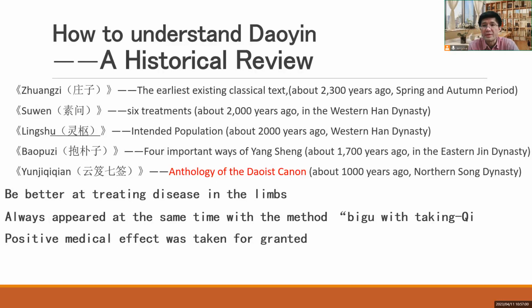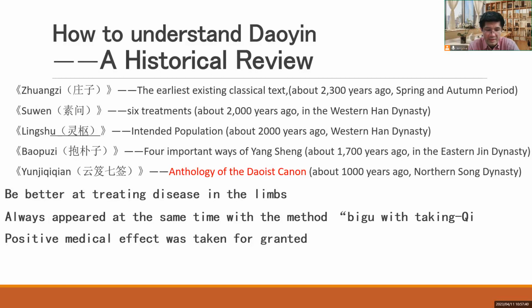About 1,700 years ago, during the Eastern Jin Dynasty, Daoyin was called the key to Yangsheng in the Baopuzi. And about 1,000 years ago, during the Northern Song Dynasty, the word Daoyin occurs frequently in the Yunji Qiqian, the anthology of the Taoist canon.